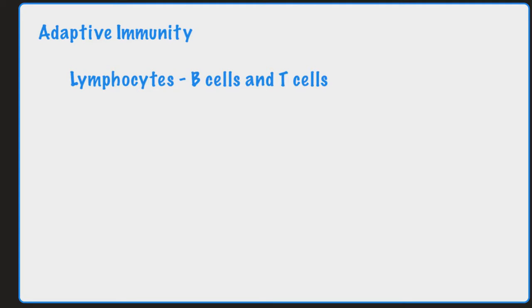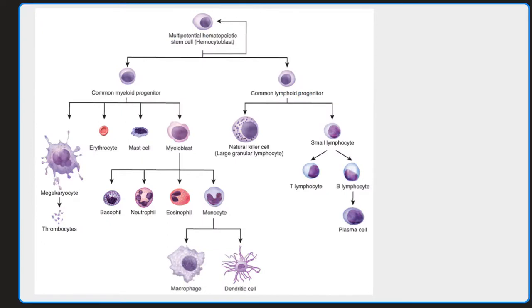Before we take a look at what these lymphocytes do, let's take a look at where they come from. Lymphocytes are a type of white blood cell. Now, both red and white blood cells actually originate from stem cells that are found in the red bone marrow. What we can see here on top is the stem cell, the multipotential hematopoietic stem cell, from which all red and white blood cells are going to differentiate.